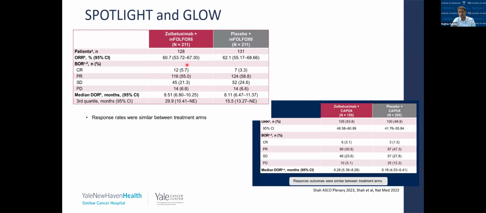Interestingly, in both trials, there was no improvement in objective response rates with the addition of zolbetuximab. So although there was a survival improvement, there was no objective response rate improvement, as you can see in Spotlight, it was 60.7% in the zolbetuximab arm and 62% in the placebo arm.